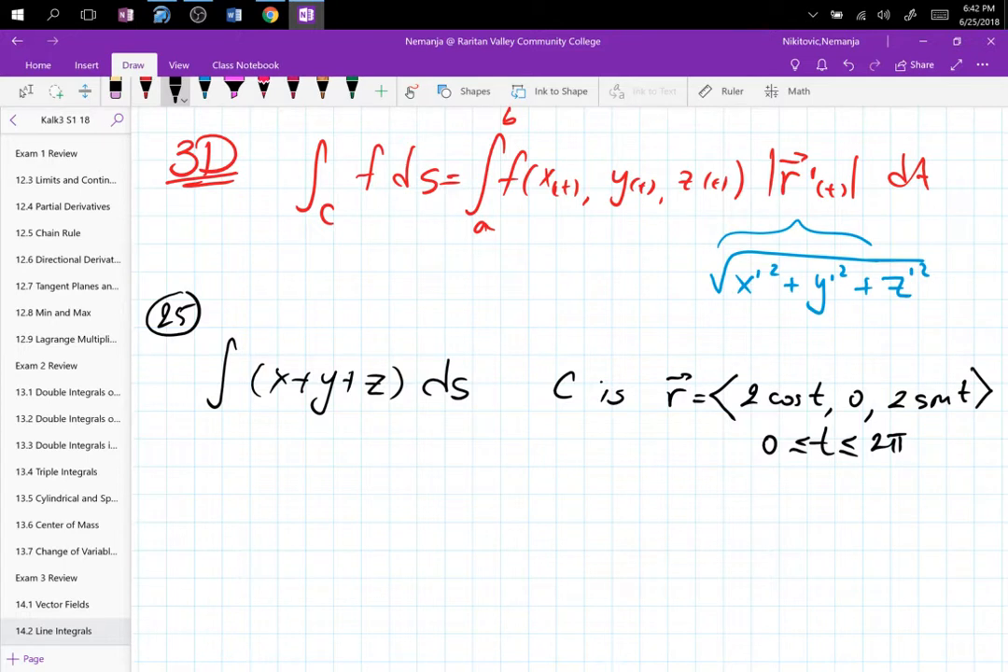There's chapter 11. All right. So in this problem, guys, parameterization is already given to you.